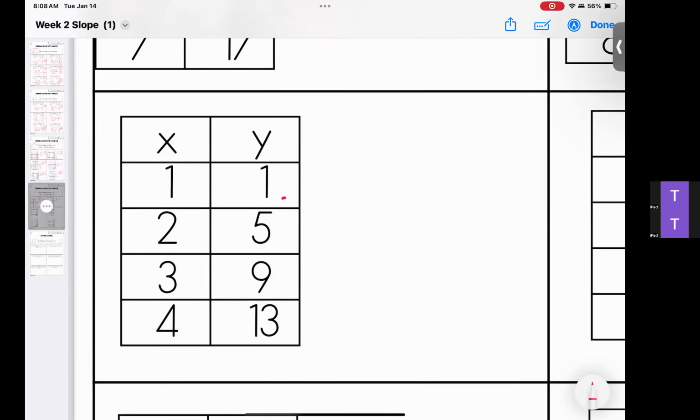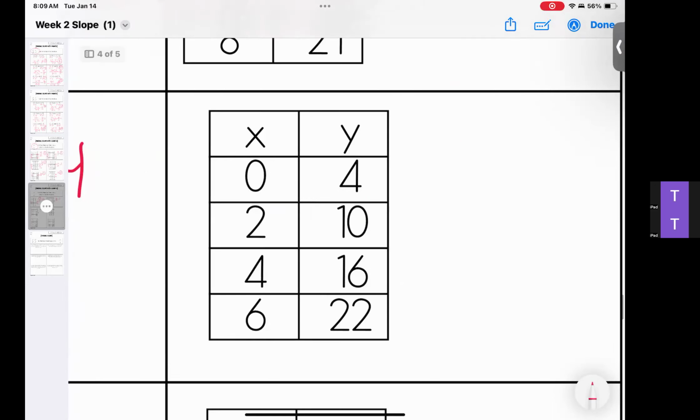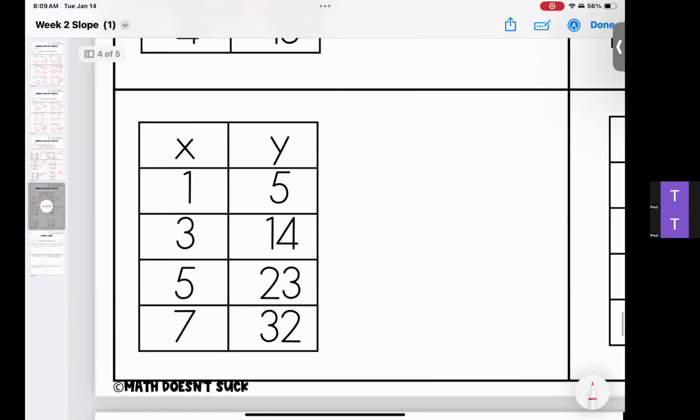We're going up by 4 and 1. 4 over 1 is a slope of 4. Going up by 6 on this side, 2 on this side. 6 over 2 is a slope of 3.